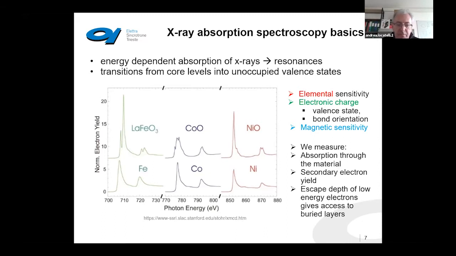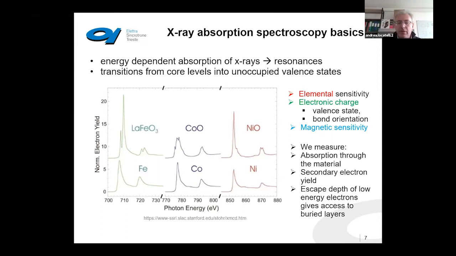Furthermore, it's not illustrated here, it gives you also magnetic sensitivity. If you have a photoelectron spectrometer, you can basically tune it to the secondary emission, and in this way you can indirectly measure the absorption. Yes, there is a very important consequence of this type of measurement.